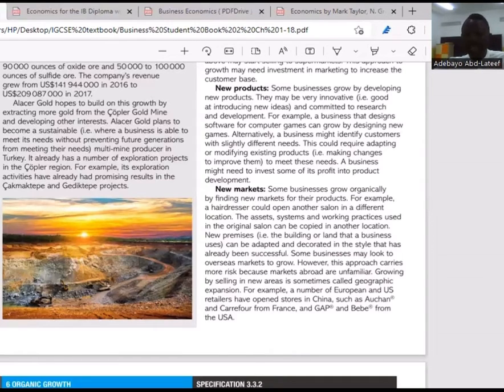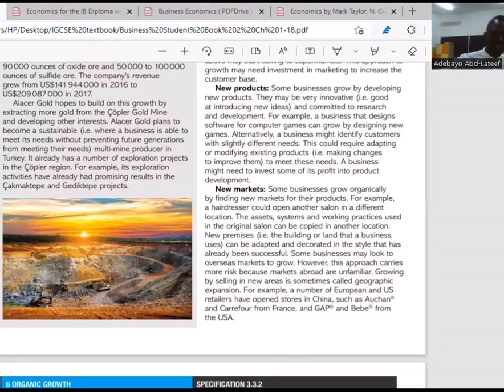Four, better protection. Another advantage is that you won't strain your financial resources because whatever finance you need is within the business. Five, you'll be able to avoid diseconomies of scale. Why? Because it's a gradual growth. So whenever you grow and you find out there's a problem, you'll be able to notice the problem and make amendments. So that's about the advantages.